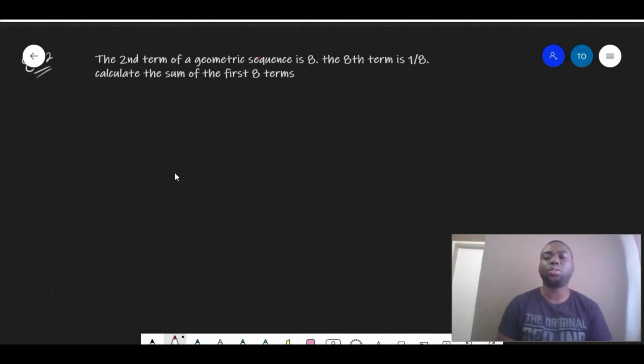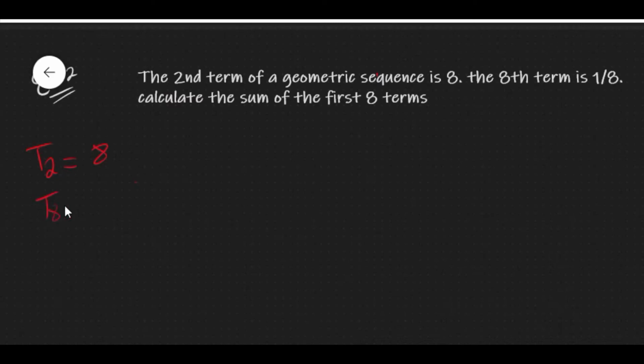Now the second question over here says that the second term of a geometric sequence is 8, the 8th term is 1 over 8, calculate the sum of the first 8 terms. To be able to answer this question, the first thing you need to do is write down a key. So I'm writing a key here to say that T2 gives us 8, and T8 gives us 1 over 8. But this is not the key we need. We need things like a, r, n, and Sn for us to be able to get our answers.